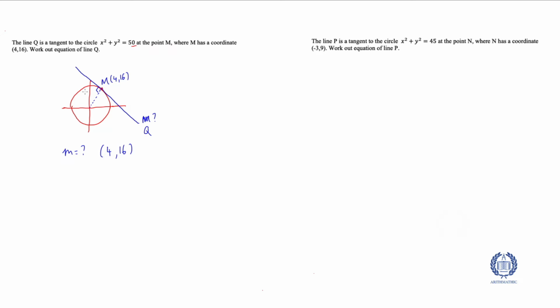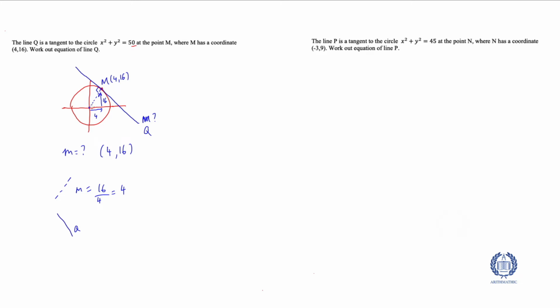Now, to find the gradient of line Q, if we're looking from the origin at this point M, (4, 16), you know that it's going 4 across and 16 up, right? That's how we get this point M. So if we find the gradient of the dotted line, which is essentially change in y over change in x, so 16 over 4, that is 4. But remember, I want the gradient of my line Q, right? This is the gradient that I want.